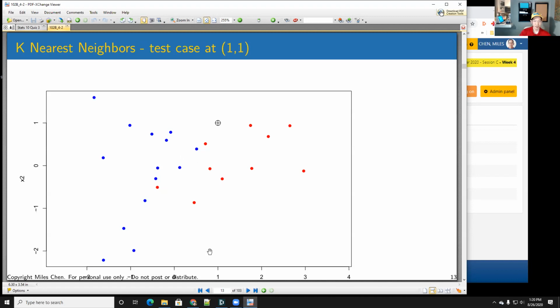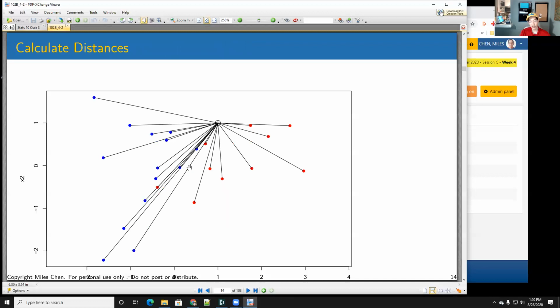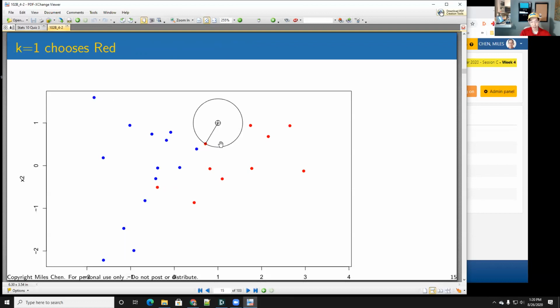All right, here is another test case. This one is a little bit more into the red territory, and we can see how it behaves with different choices for k. Again, when you run the k-nearest neighbors algorithm, you start off with your test point and measure the distance to every single other data point in the data set. Now we have the distances to every single other data point, and we're going to find which observations are the nearest ones.